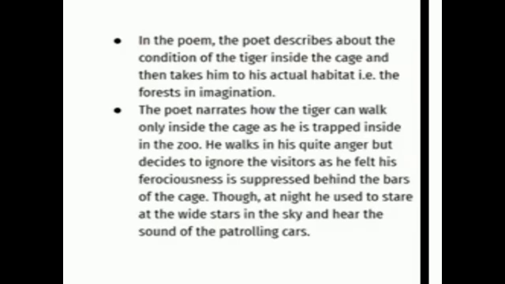Let us have an analysis of the poem. In the poem, the poet describes the condition of the tiger inside the cage and then takes him to his actual habitat, that is the forest, in imagination. The poet narrates how the tiger can walk only inside the cage as he is trapped in the zoo. He walks in his quiet anger but decides to ignore the visitors as he feels his ferociousness is suppressed behind the bars of the cage. Though at night he used to stare at the white stars in the sky and hear the sound of the patrolling cars.